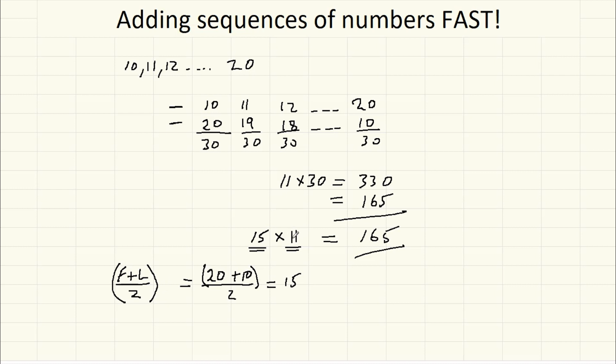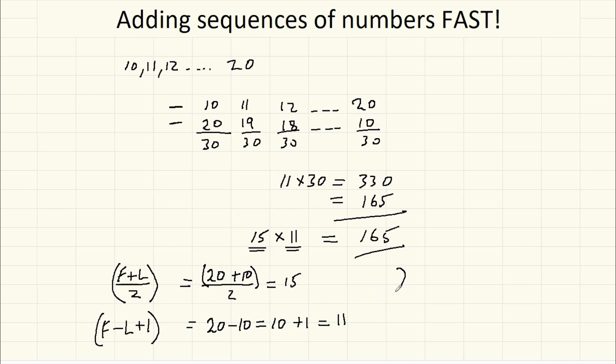What about the 11? That's the number of terms. Well, to get the number of terms, what we always do is we take the first term, we take away the first term, which gives us 10, and then we always add on 1, and that gives us the 11. So in other words, it was the first term less the last term plus 1.